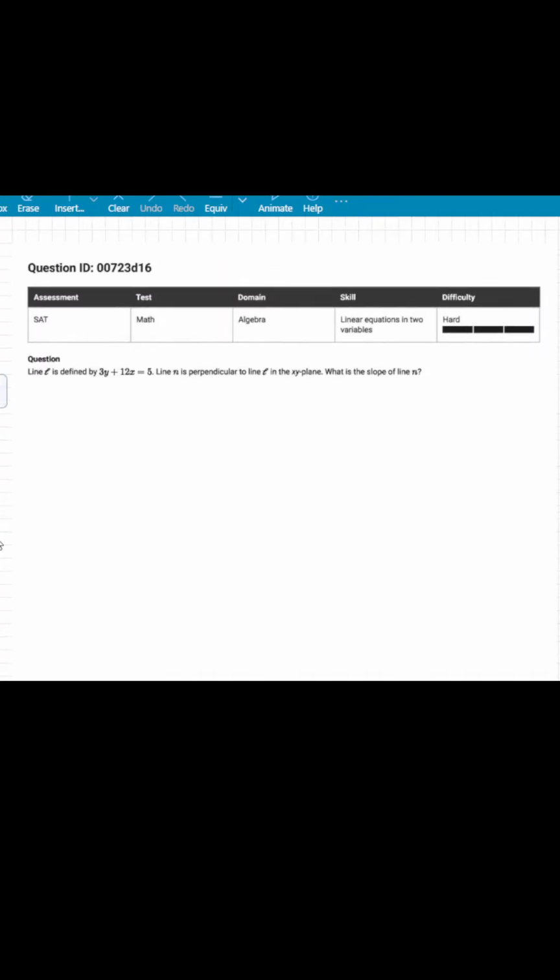Okay, this question is a linear equation in two variables. We are given that a line L is defined by 3y plus 12x is equal to 5, and there is another line N which is perpendicular to line L in the xy plane. What is the slope of line N? So let us write the equation for line L first.